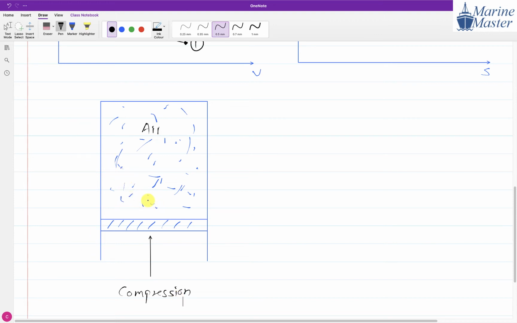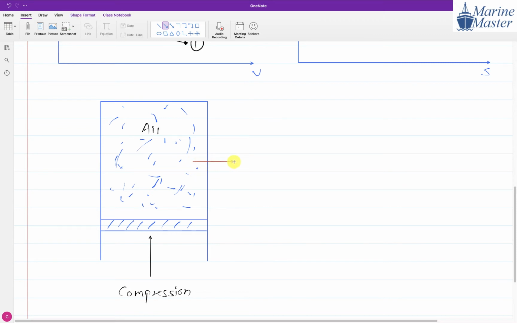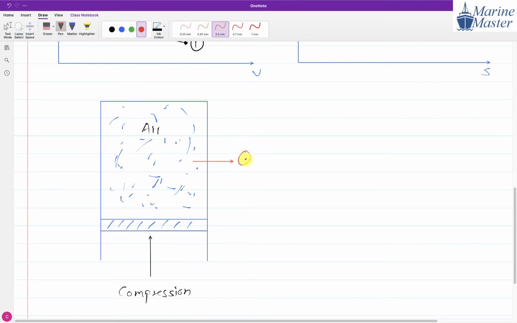Otherwise, if you are not doing heat addition or heat rejection, what happens then? If you are not rejecting the heat, what is going to happen to the temperature of the air? Sorry, the temperature of the air is going to increase. During the compression, the normal tendency is that if you are not doing any cooling, the temperature of the air is going to increase. But we don't want an increase in temperature, and for that purpose we have to reject the heat.